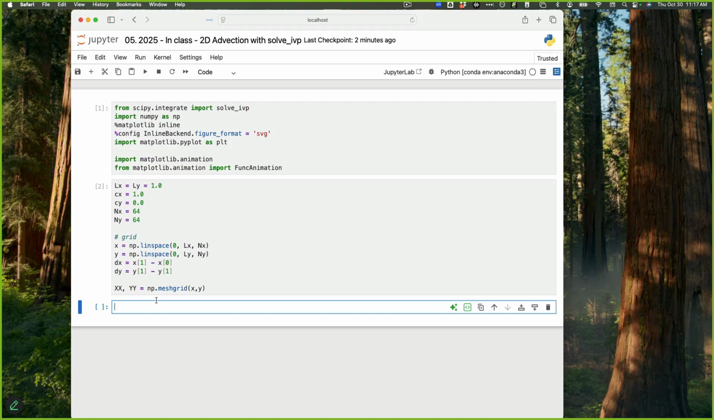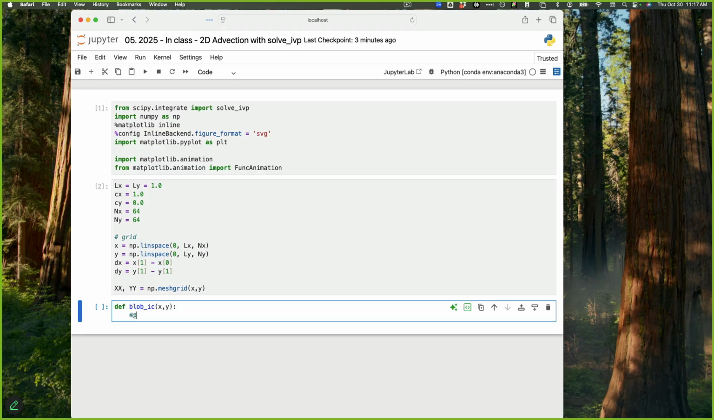Next, I want to work on the initial condition. So we're going to build our stuff one step at a time. So I'm going to define a blob initial condition, and this blob is going to take x and y. Now note, x and y are 2D mesh grid arrays. So I'm assuming x and y are two-dimensional. They're in the two-dimensional space. Okay, so how do I create a blob?